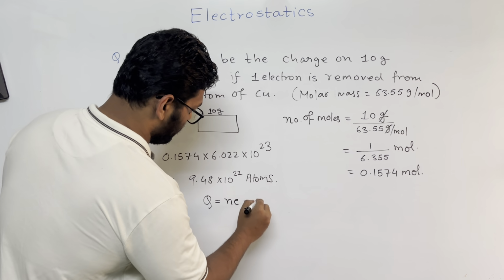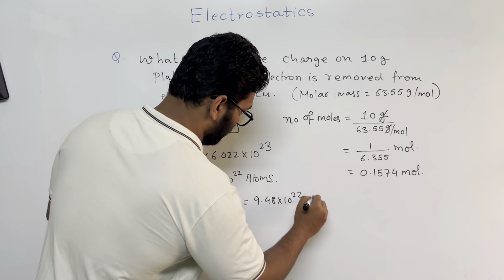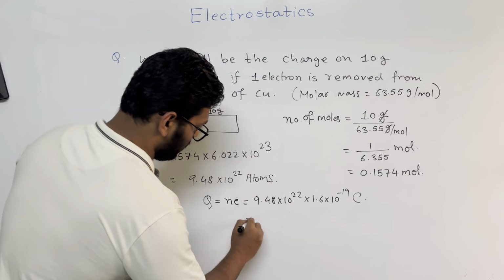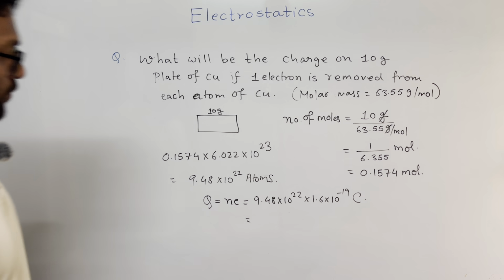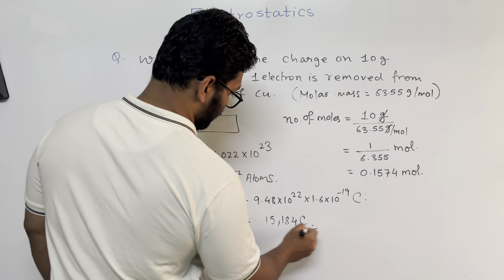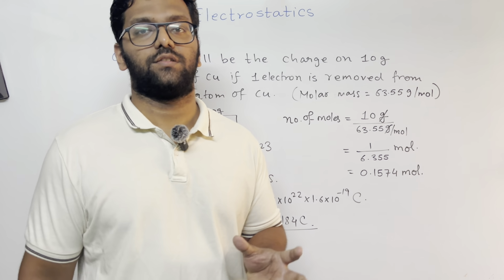So this is N times E. So this is 9.48 into 10 to the power 22 into 1.6 into 10 raised to minus 19 Coulomb, right? So let's do that calculation again. This will approximately come out to be 15,184 Coulomb. Now see, I have already told you that 1 Coulomb is a very large charge, okay?